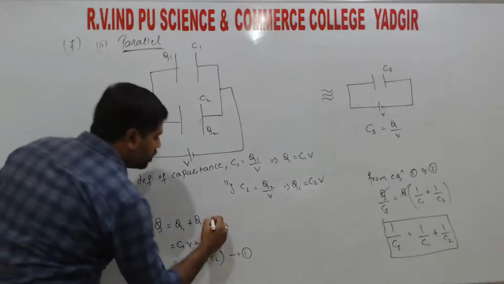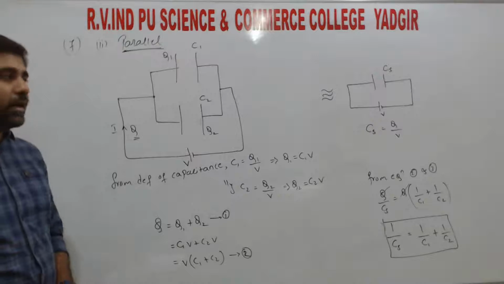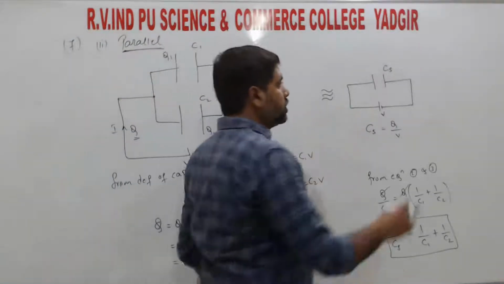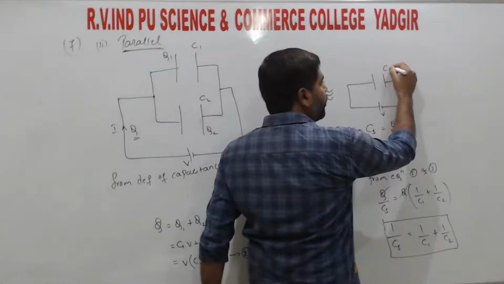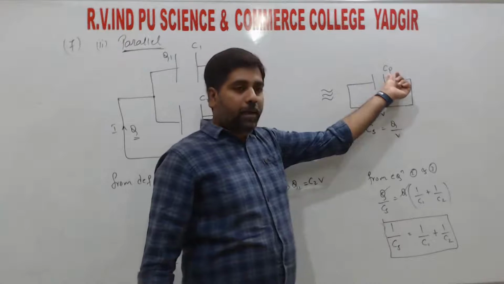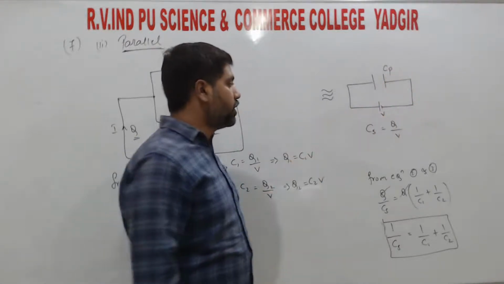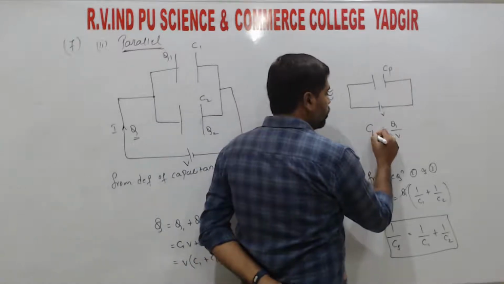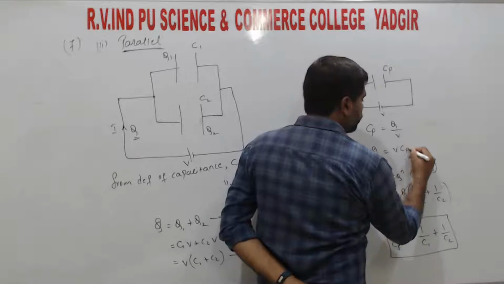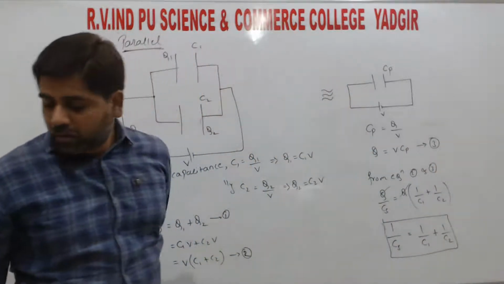So call this one as the first relation, so this becomes the second relation, right? So again, this combination is equivalent to one capacitor. So that capacitor will take an effective capacitance, that is Cp. So suffix P represents what? Capacitors which are connected in parallel, right? So potential will be the same with that, right? So Cp is equals to Q by V. So we need Q, that is equals to V into Cp. So call this one as the third relation, right?